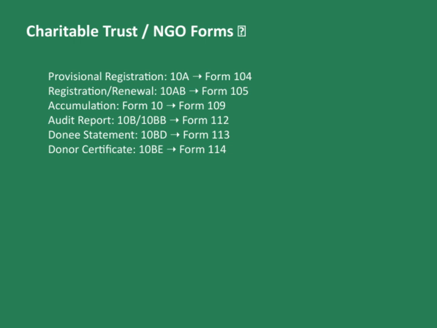There's also the donee statement, filed using Form 10BD, which is submitted through Form 113. This helps track donations received by the trust. Similarly, donors provide a certificate using Form 10B, filed as Form 114, to document their contributions. Overall, these forms are essential for legal compliance and maintaining transparency in the functioning of charitable trusts and NGOs. It's important to understand which forms correspond to each process, so the organization stays in good standing with regulatory authorities.